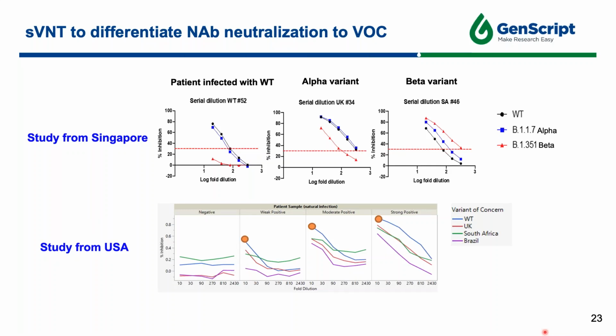The next question, can the cPass kit detect B cells? The answer is no. The cPass kit is specifically for detecting neutralizing antibody, so it cannot be used to detect B cells or T cells or other types of immune components. So it only allows detection of neutralizing antibody.